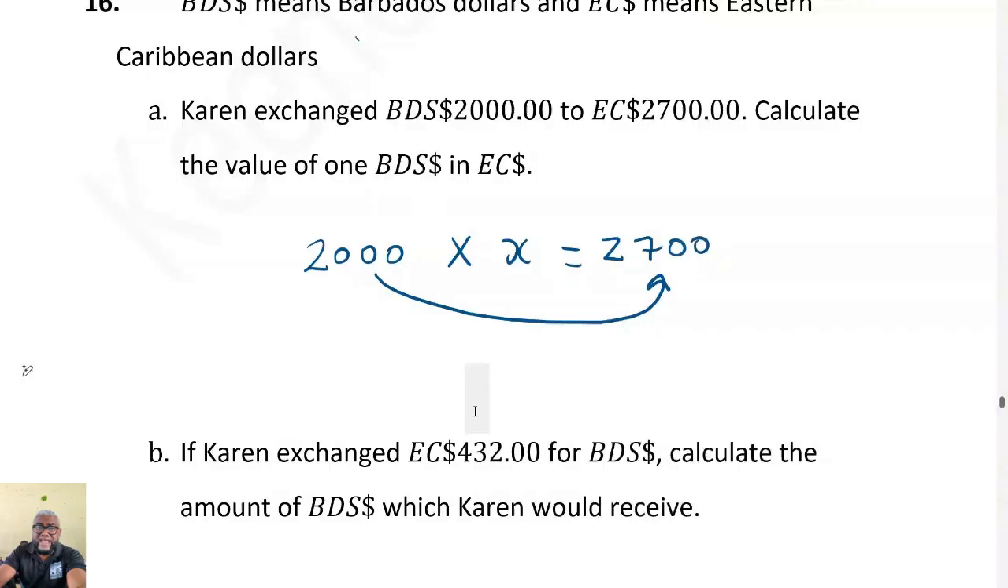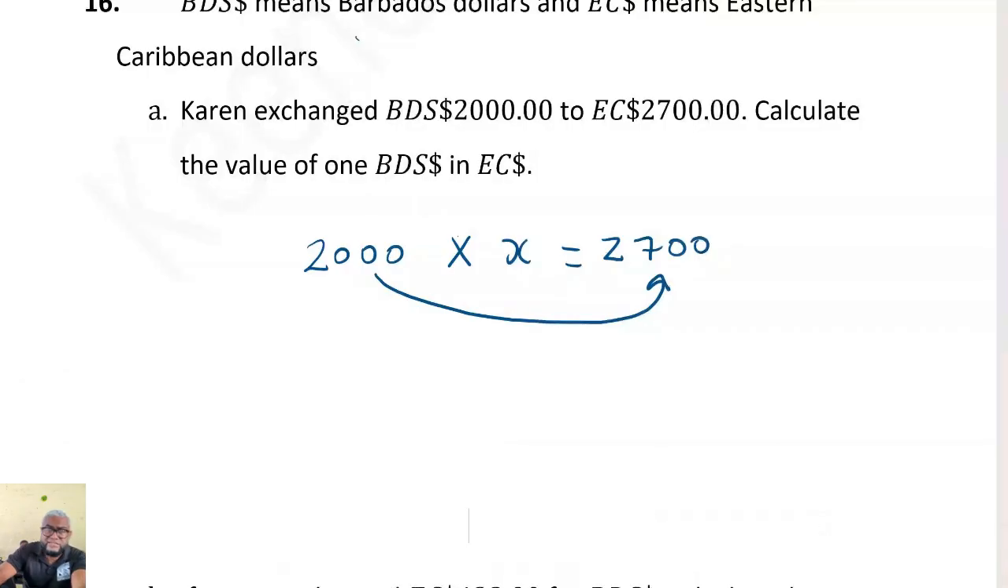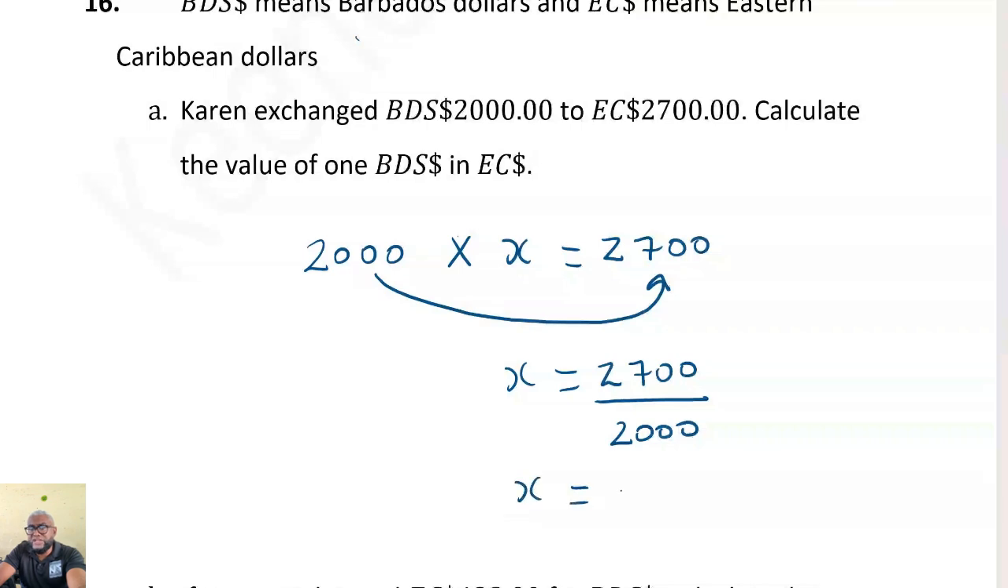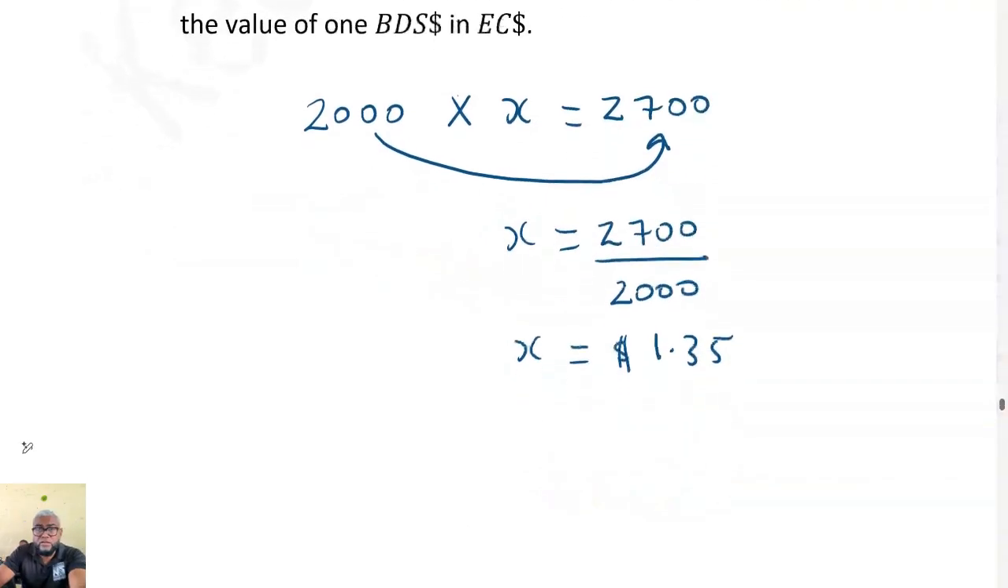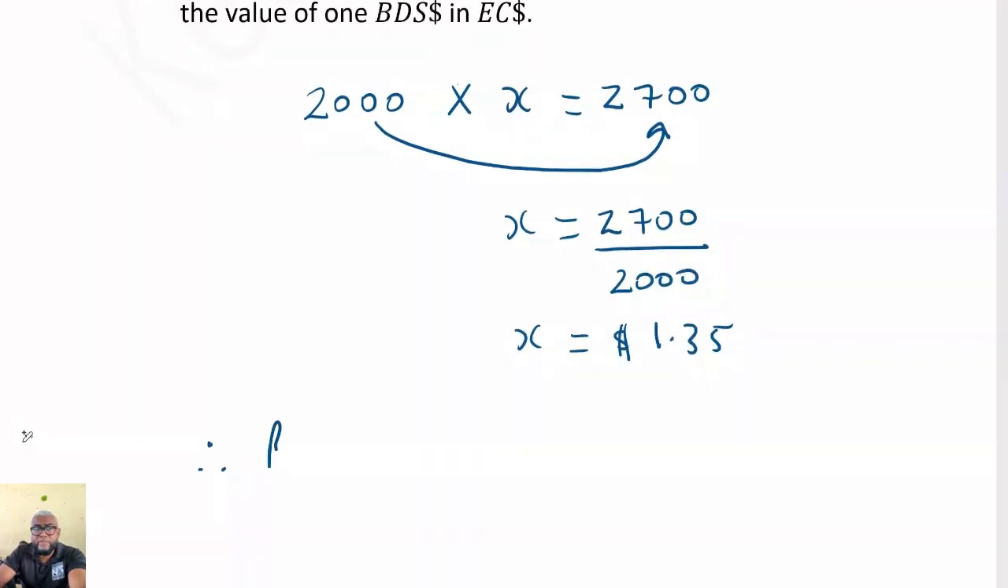So X, which is my exchange rate, is going to be equal to 2,700 divided by 2,000. What is my exchange rate? 2,700 divided by 2,000 is what? 1.35, right? $1.35. So therefore, one Barbados dollar BDS is 1.35 EC.